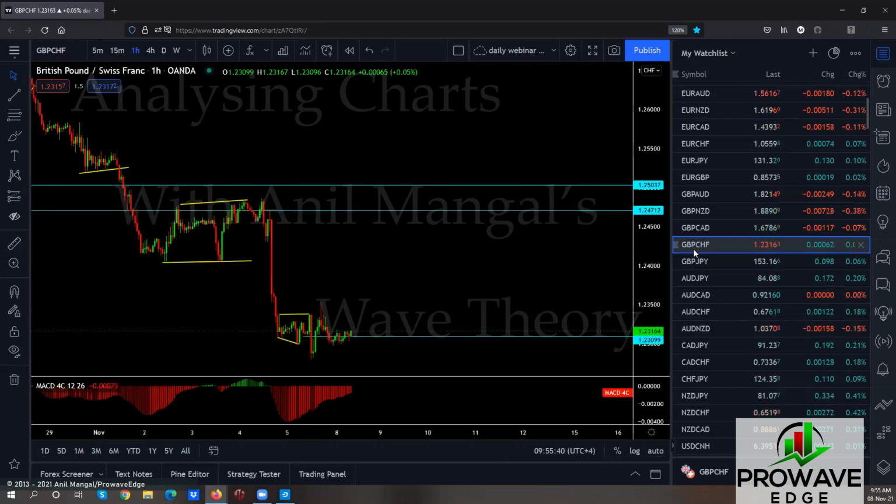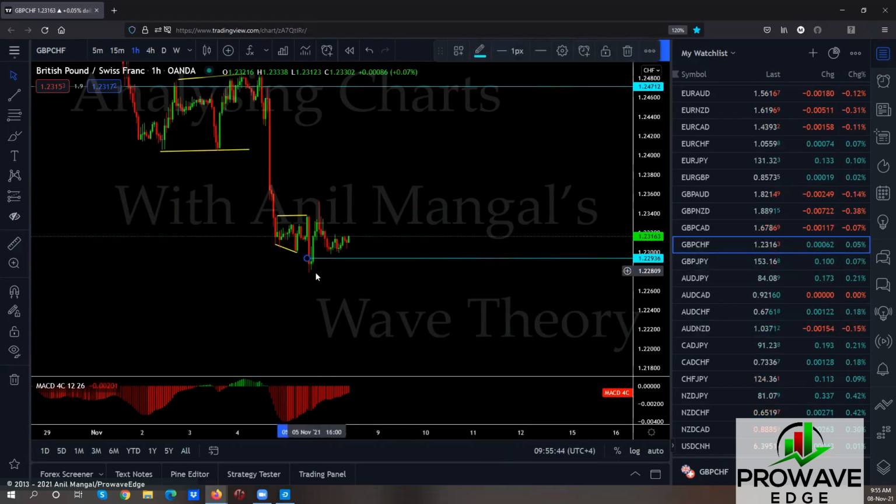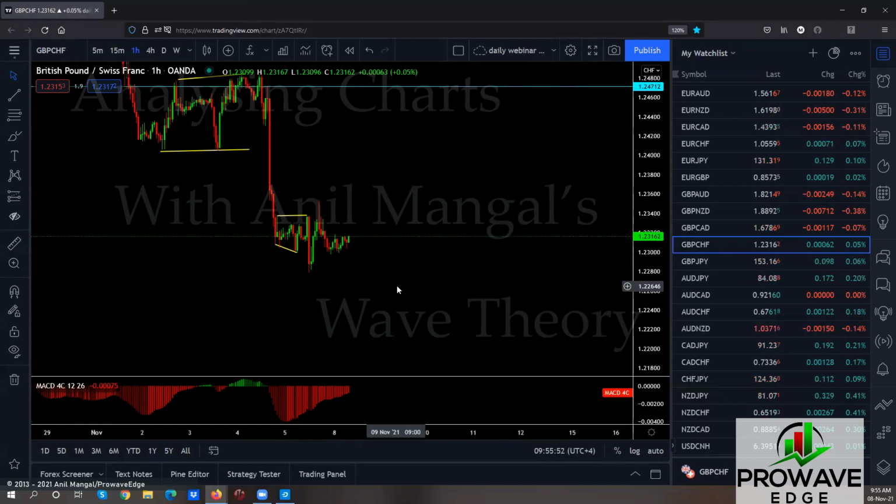Pound Swiss. Nope, you don't have anything here. You got a break-even trade, take it off. Actually, you could have closed it for profit. I remember that one when it dropped. When we took it here, it dropped. But if you close it for break-even profit, it doesn't matter.